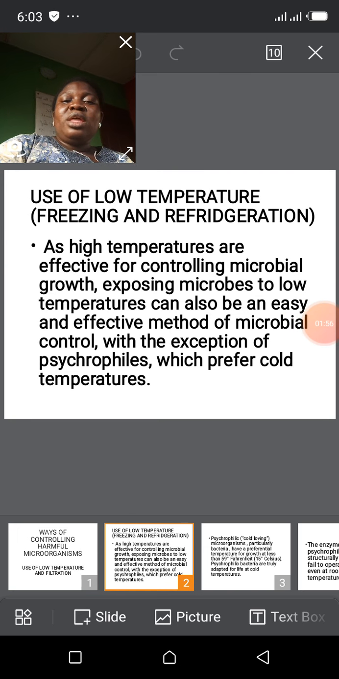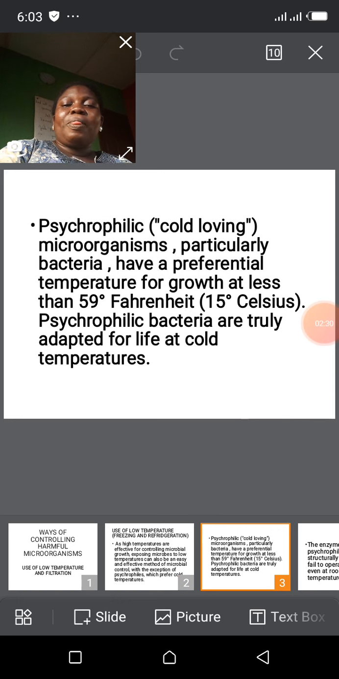Now, in our previous lesson, we were made to understand that the use of high temperature could be effective in controlling harmful microorganisms. Likewise, the use of low temperature could also be as effective as the use of high temperature, with the exception of some psychrophiles, which prefer cold temperature. We were saying that the use of low temperature could be used to control several microorganisms, but it cannot be used to control psychrophiles. Now, what are psychrophiles? Psychrophiles or psychrophilic microorganisms are cold-loving microorganisms, particularly some species of bacteria.